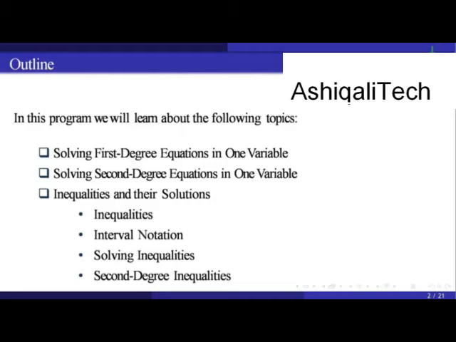We'll start from solving first degree equations in one variable. Then we will see solving second degree equations in one variable. Then we will discuss inequalities and their solutions. What are inequalities? What is the interval notation? How to solve inequalities and how to solve the second degree inequalities.